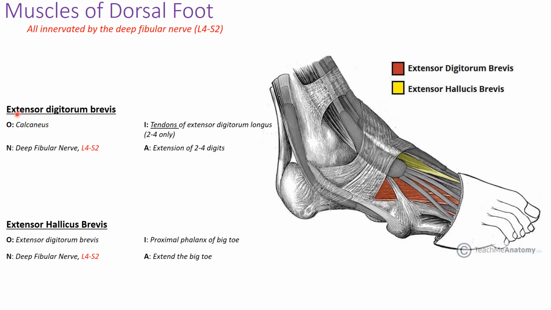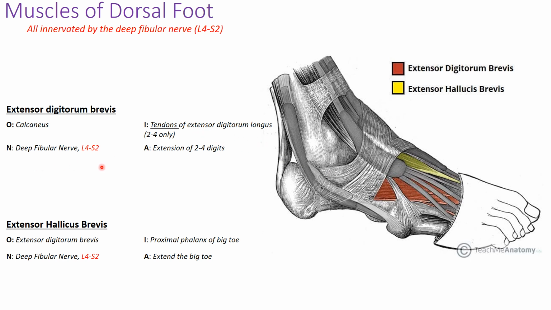So here's the extensor digitorum brevis. The extensor digitorum brevis is located right here in red. It is going to originate from the calcaneus, which again was the heel bone, and it is going to insert into the tendons of the extensor digitorum longus, digits 2 through 4. So inserting into the tendons of the extensor digitorum longus, helping aid in their function.